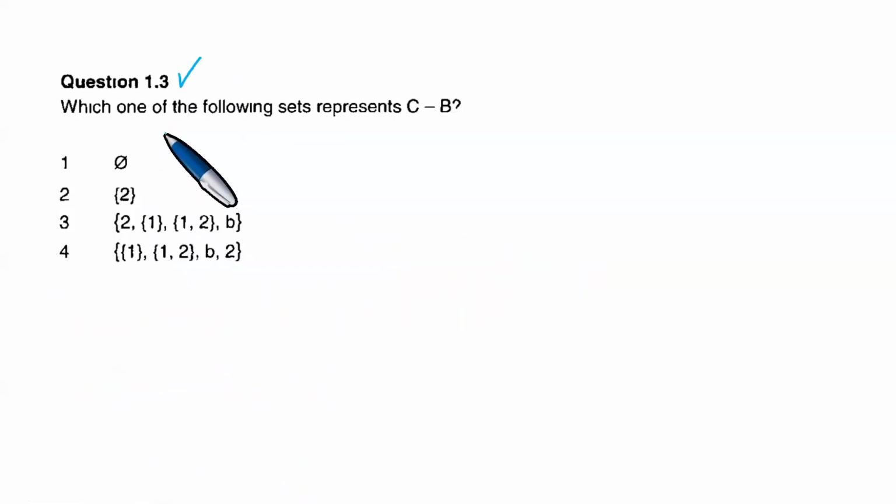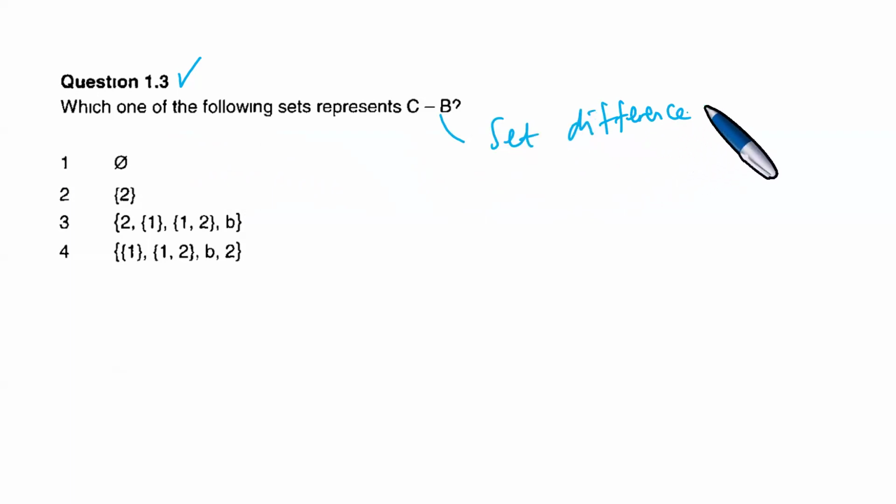Question 1.3, which one of the following sets represents what we call the set difference? So we compute the set difference. The set difference has a particular notation, but we shall discuss the set difference in detail there. We can also look at the Venn diagram. But first, let us list the set C.